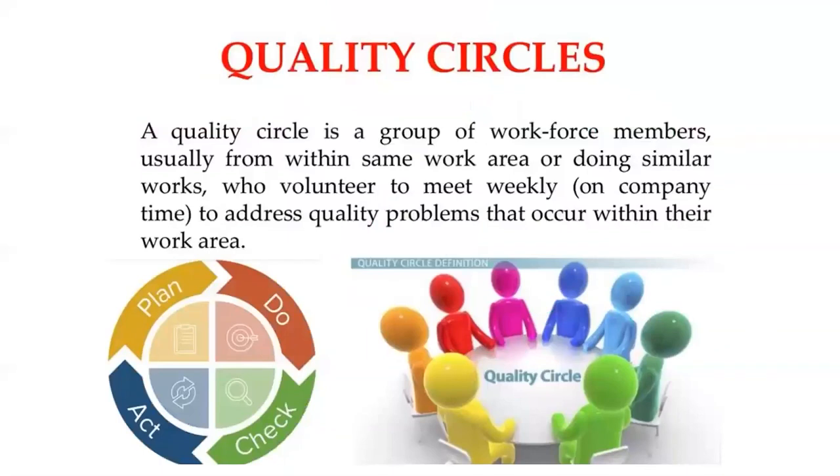Then we have quality control, quality circles. We have seen Kaizen, and now we are studying the quality circles. A quality circle is a group of expert people who come together, study a problem, solve that problem and move away. A quality circle is a group of workforce members, usually from within the same work area or doing similar work.